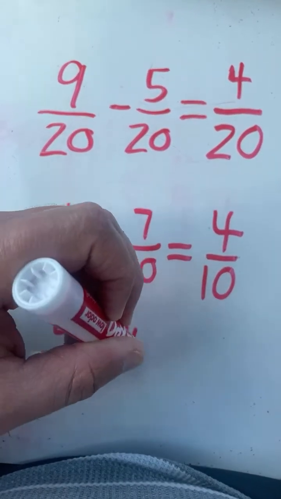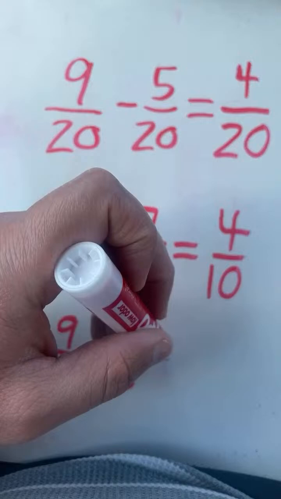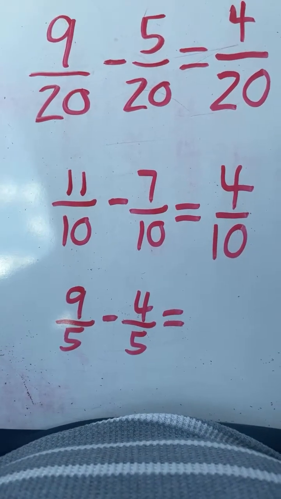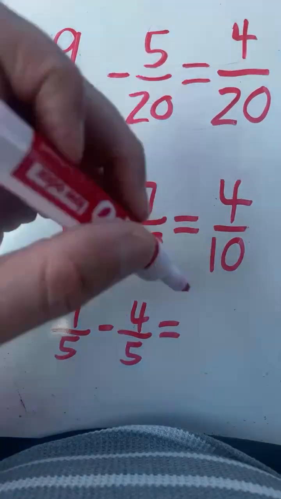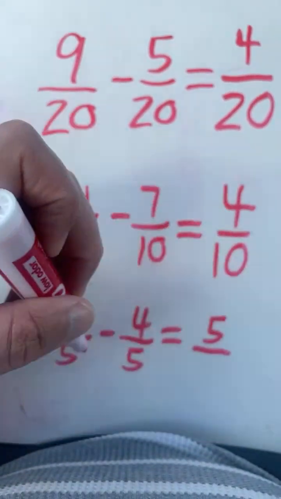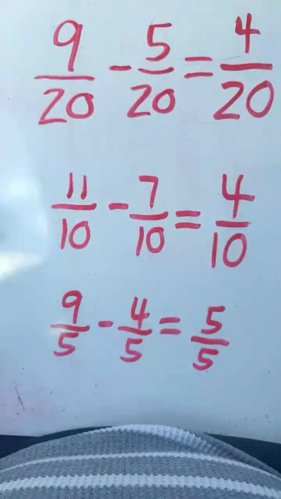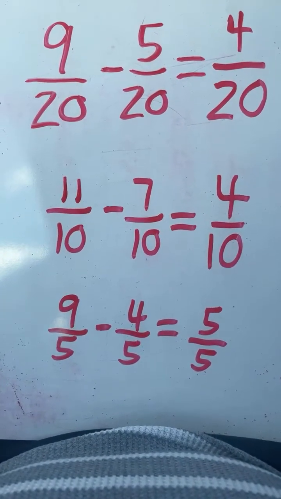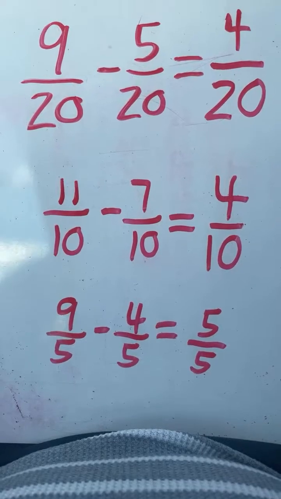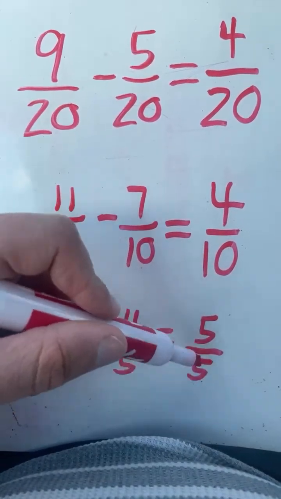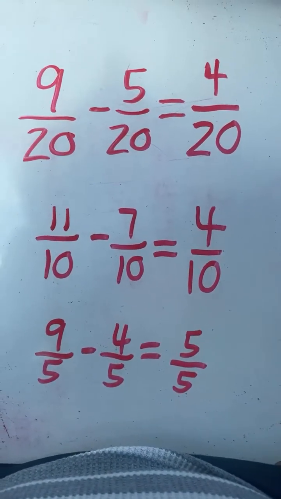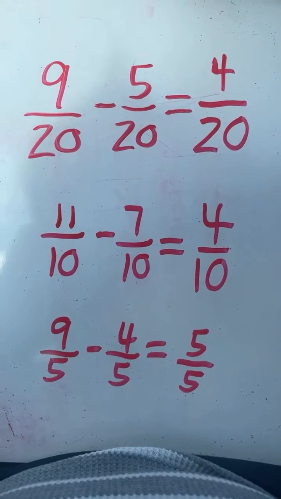9/5 minus 4/5. 9 minus 4 equals 5. We keep our denominator the same. 9/5 minus 4/5 equals 5/5. And whenever the top and bottom number in a fraction is the same, we can just reduce that to one whole. But like I said, I'm keeping the reducing fractions for another video.